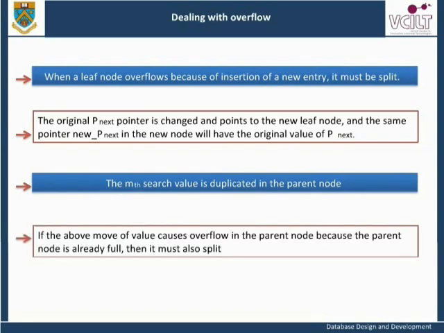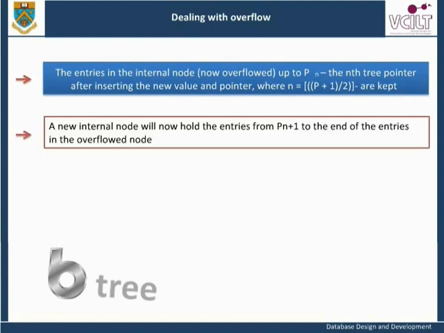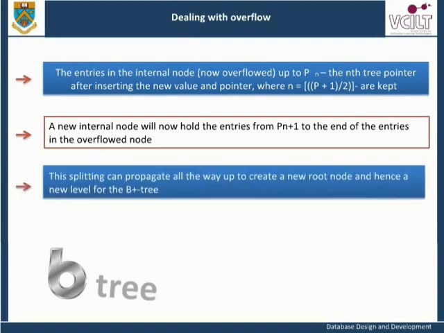If the above move of value causes overflow in the parent node, because the parent node is already full, then it must also split. The entries in the internal node, now overflowed, up to Pn, the Nth tree pointer, after inserting the new value and pointer, where n equals (P+1)/2, are kept, while the Nth search value is moved to the parent, not duplicated. A new internal node will now hold the entries from Pn+1 to the end of the entries in the overflowed node. This splitting can propagate all the way up to create a new root node, and hence a new level for the B+ tree.